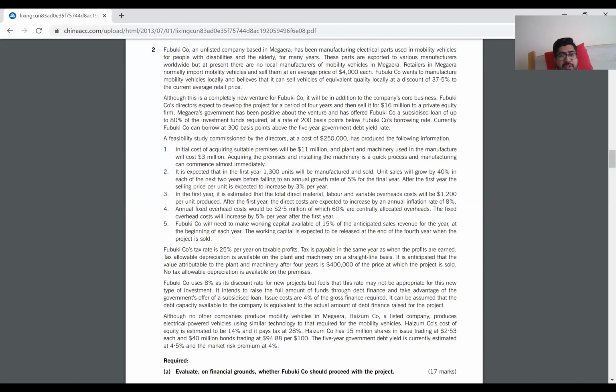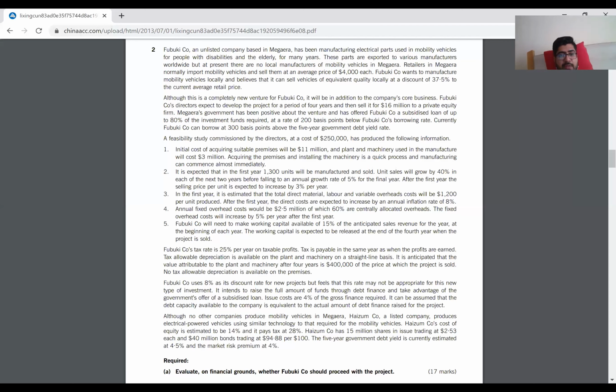Third, in the first year, it is estimated that material, labor, and variable overhead cost will be 1,200 per unit. After the first year, the direct costs are expected to increase by an annual inflation rate of 8%. Fourth, fixed overheads annually would be 2.5 million, of which 60% are centrally allocated, which are irrelevant. Fixed overhead cost will increase by 5% per year after the first year.